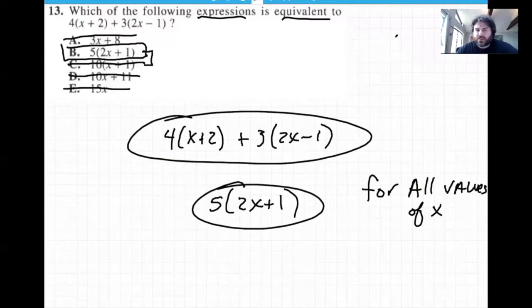But I think this is pretty straightforward, and I wouldn't really go that route, but that's good to know for other problems that are like this. When they say the following expression is equivalent to, you can use that logic and just plug in numbers into the answer choices and the question and see which ones match for all x's, okay?